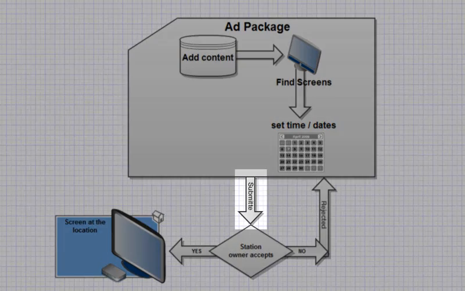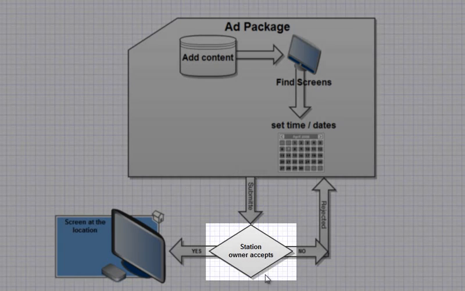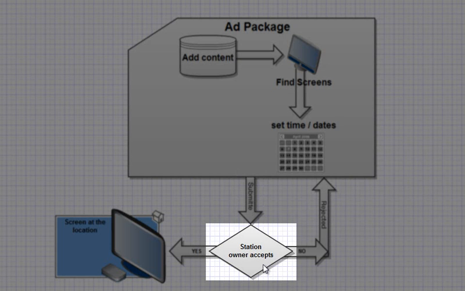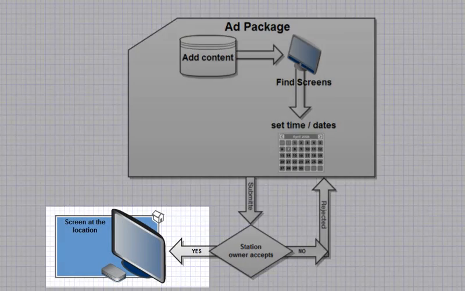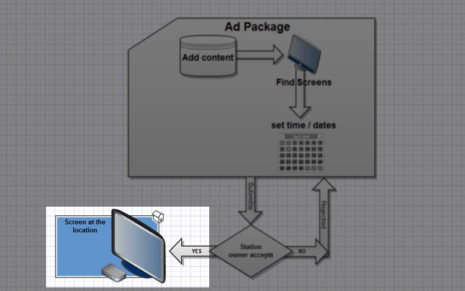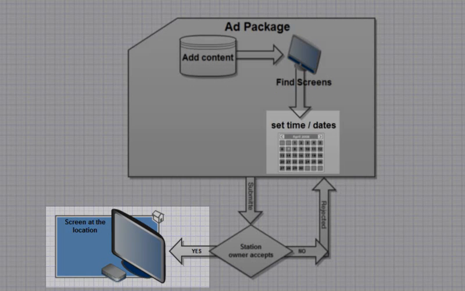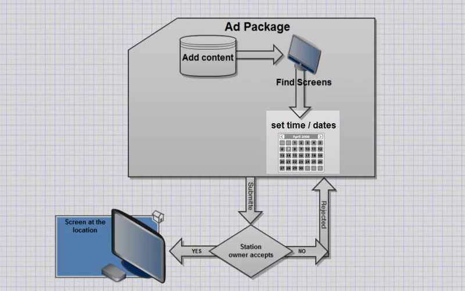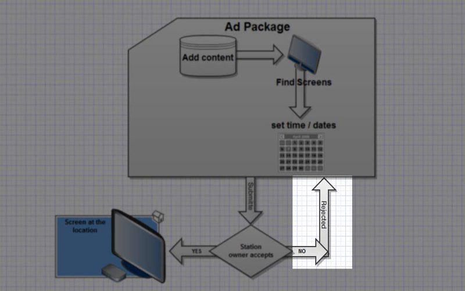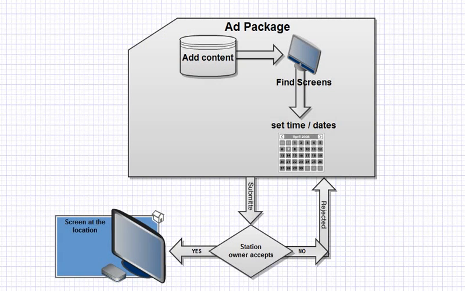Once you've configured the package, you'll submit it, and the station owner, the person whose screen you selected when you built the ad package, will either accept or reject your ad package. If the package is accepted by the station owner, it will begin executing at the selected screens for the date range that you have set for your ad package. However, if the ad package is rejected, you will be notified back through the Signage Studio, and then of course you can communicate back with the station owner and find out why, and possibly resubmit the ad package after you make the changes.